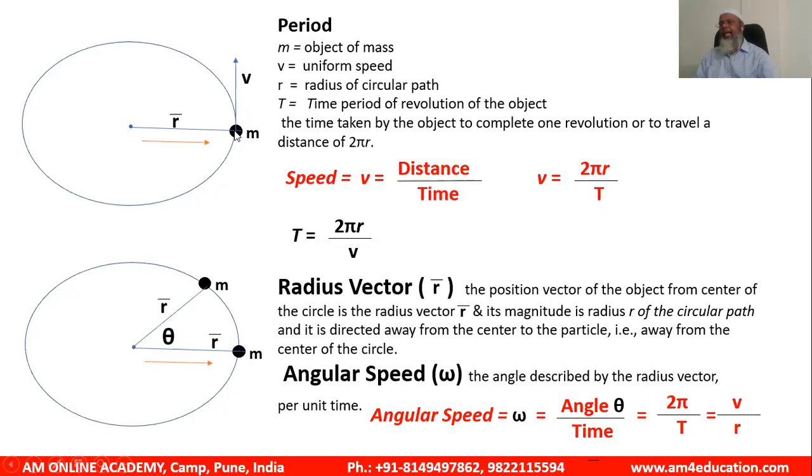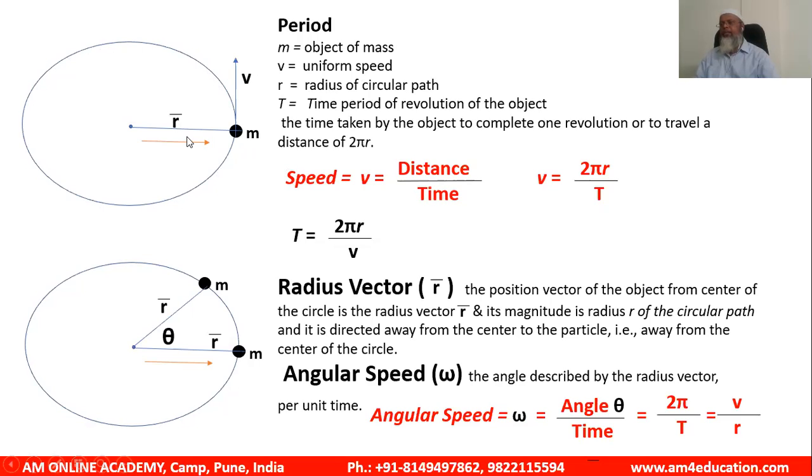Now, what is time period for the revolution? It is the time taken by this particle to complete one circle. Whatever time is required to complete one circle, that is called time period of revolution. Now, in one complete revolution, this particle travels a distance equal to the circumference of the circle.